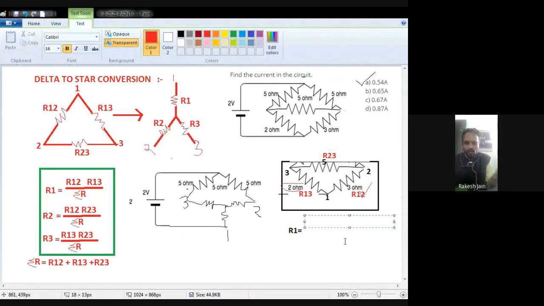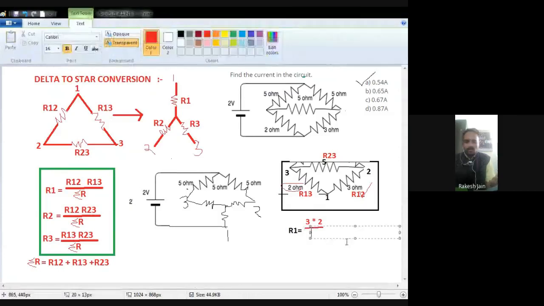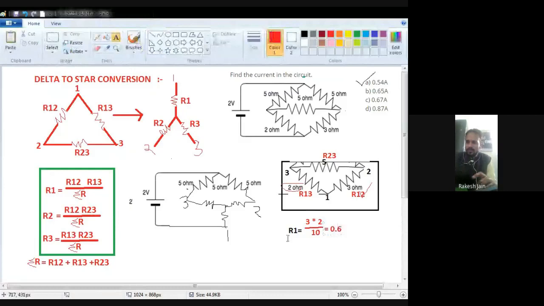If I want to choose this one as my delta, then definitely this delta network will be removed completely, and instead of this delta, a star network will become just like this one. The first node is the bottom one, that's why the resistance connected there will come there. The second node is, this one is the third node, this one is the second node.